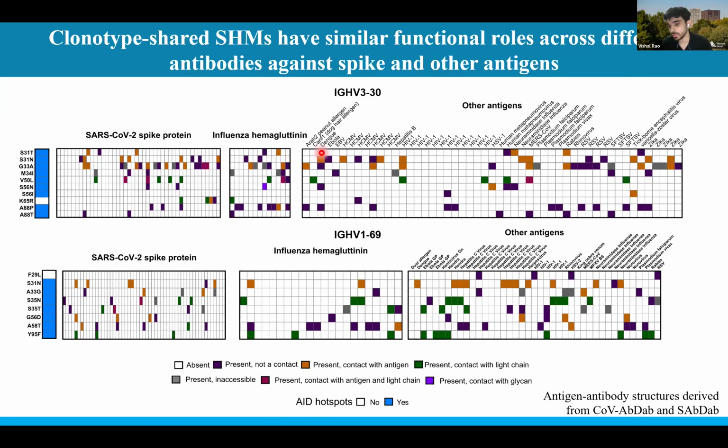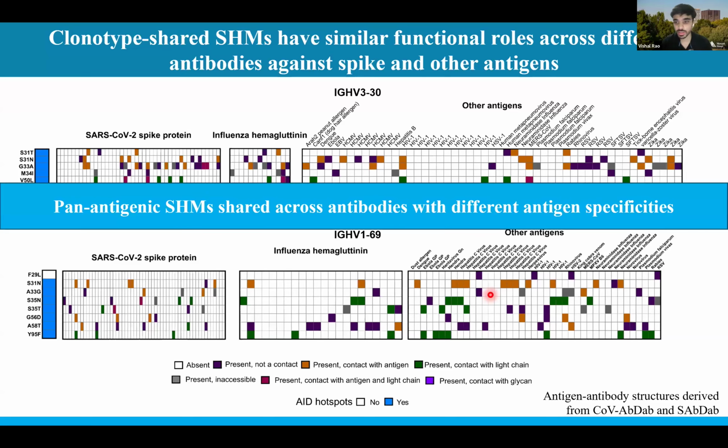So we did exactly that. We looked at this other database of, again, antigen antibody structures against multiple other antigens, as you can see, influenza, Zika, HIV, a lot of other viral antigens. And here we again see a similar pattern where, depending on where the mutation is positioned, it seems to have conserved functional roles, be it contacting the antigen or contacting the light chain.